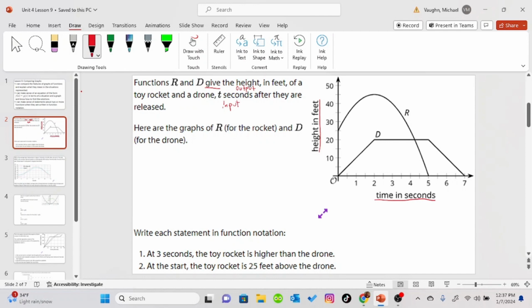Here are the graphs of R for the rocket and D for the drone. Write each statement as function notation. So remember that function notation is written as name, input in parentheses, equals output.